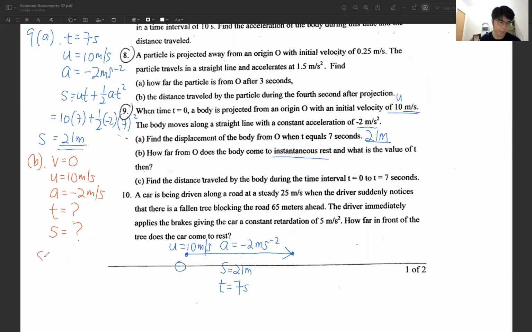Okay, so s equals ut plus half at squared... sorry, I find the time first. Let me do it again. I find the time first. So v equals u plus at. Okay, so 0 equals 10 plus -2t. The time is 5 seconds.